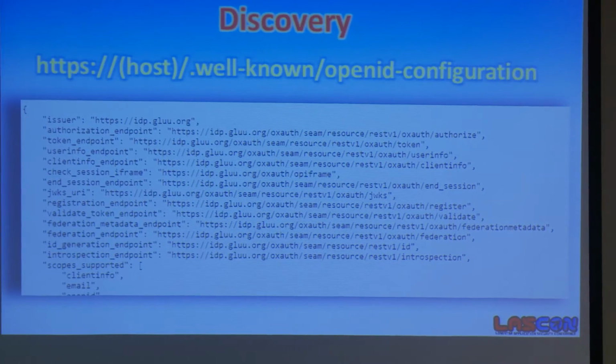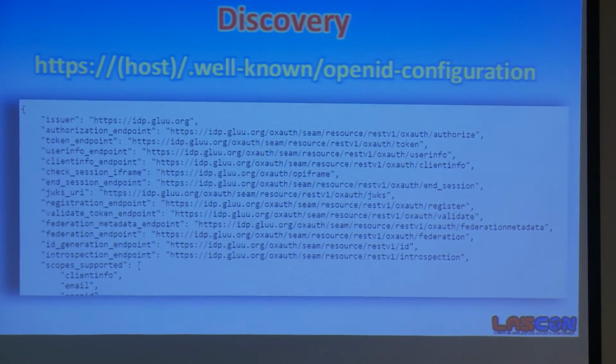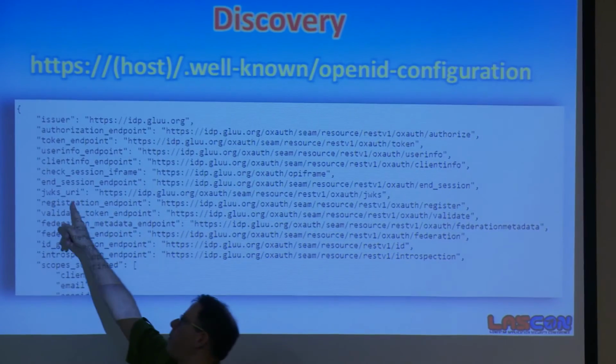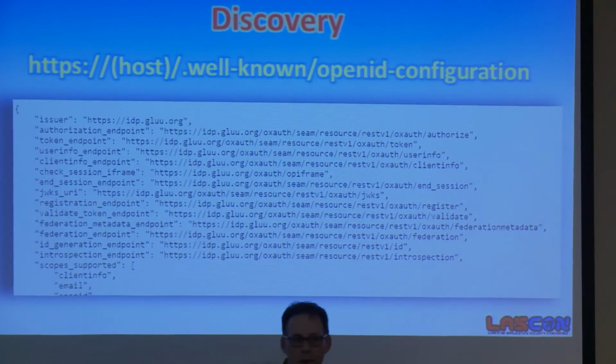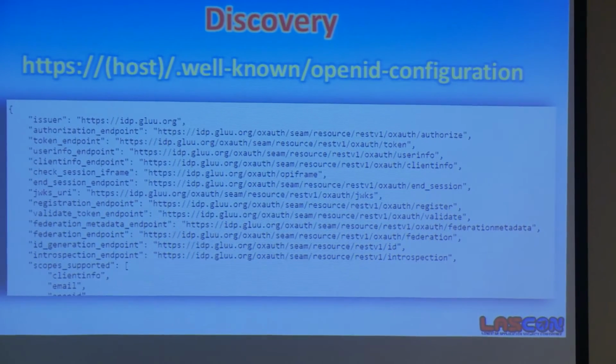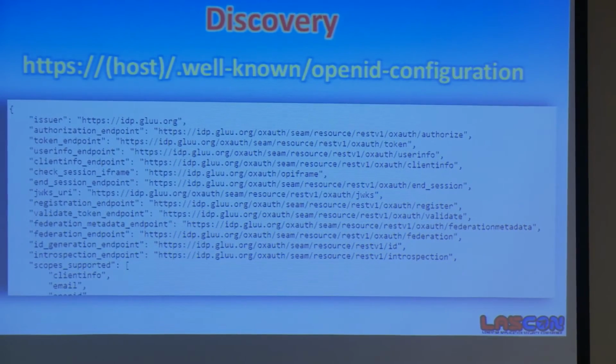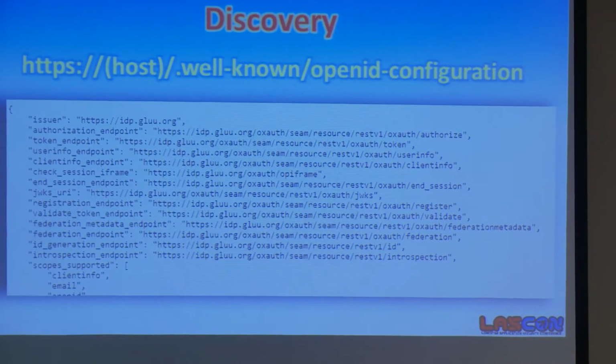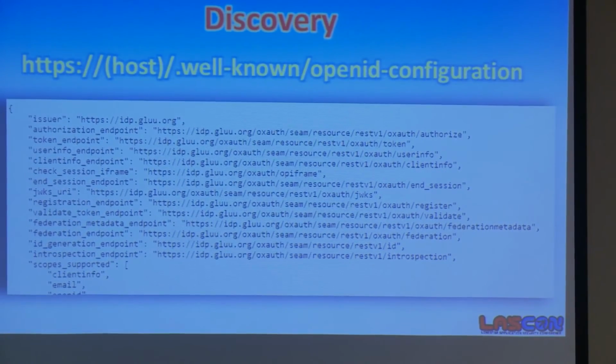If you're thinking about SAML, in a lot of ways, this is the SAML metadata. Also here is the JWKS URI. Those are the public keys that are used for signing. So you have everything you need here to basically bootstrap sending the user to this domain for authentication.